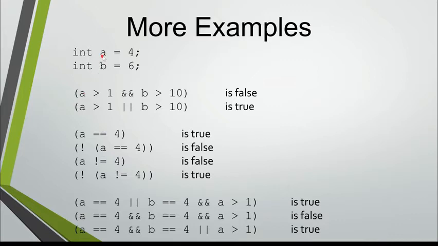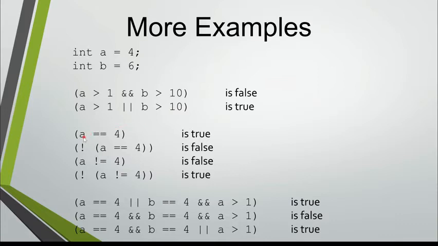Let's look at some examples. So a is set equal to 4 and b is set equal to 6. Now we're going to test a greater than 1. Well, that's true. But now we have to test if b is greater than 10. This is false. Since one side of the AND is false, the result is false. Let's look at the next one. A greater than 1. That's true. Now we have to test the other side of the OR. B greater than 10. Well, this is false. But since one side is equal to true, then the whole OR expression is equal to true.